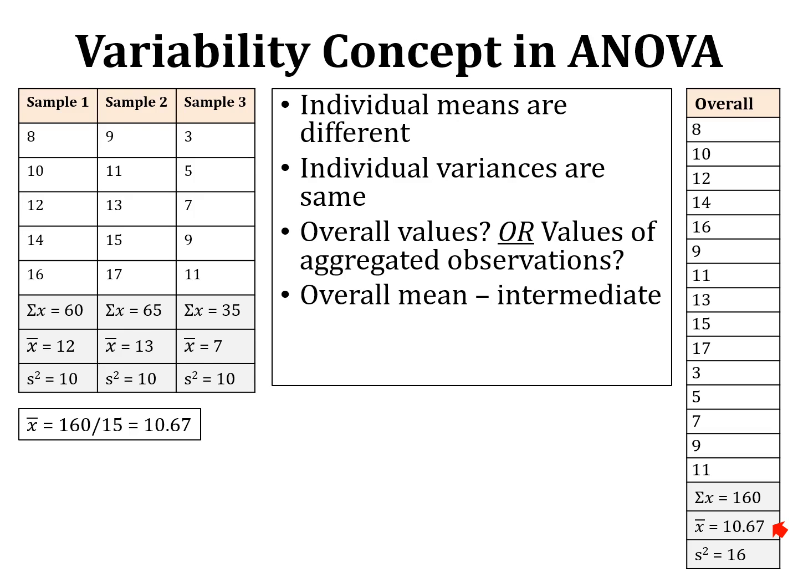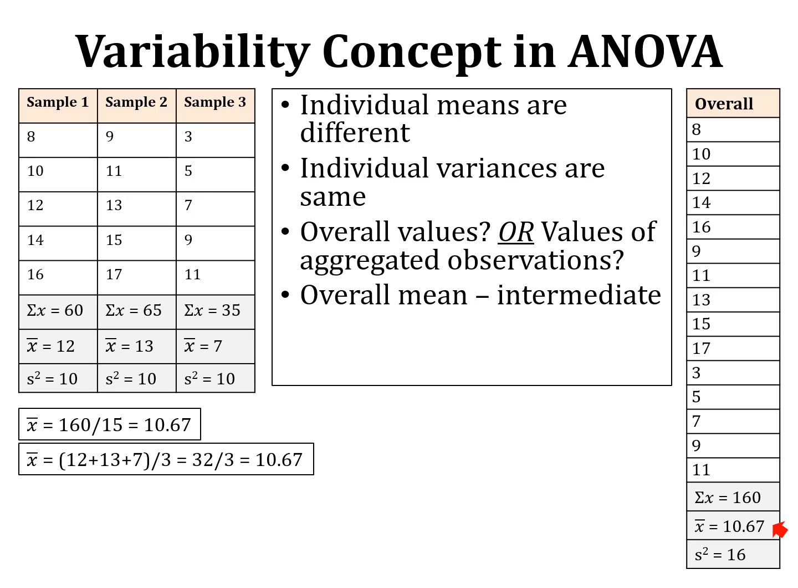Now we see that this overall mean is the intermediate of the individual means. So the individual means of the samples are 12, 13, and 7. So this 10.67, which is the mean of the overall observations, seems to be an intermediate, right? Intermediate of the individual mean values of the three samples. We can confirm that by taking the grand mean of the three individual means. So 12 plus 13 plus 7 divided by 3, we have the same value, which is 10.67, right?